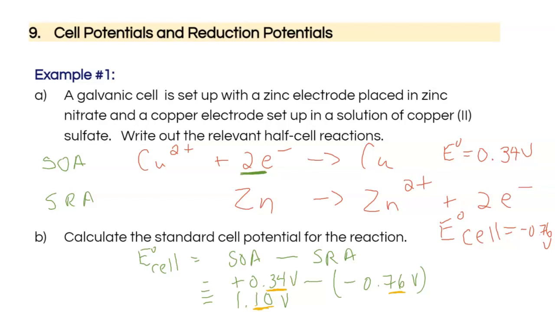And I want to emphasize that this is positive 1.10 volts. I want you to keep in mind a couple of things, and I'm hoping that before I outright say it, you notice this is a galvanic cell, and I have a positive standard cell potential.